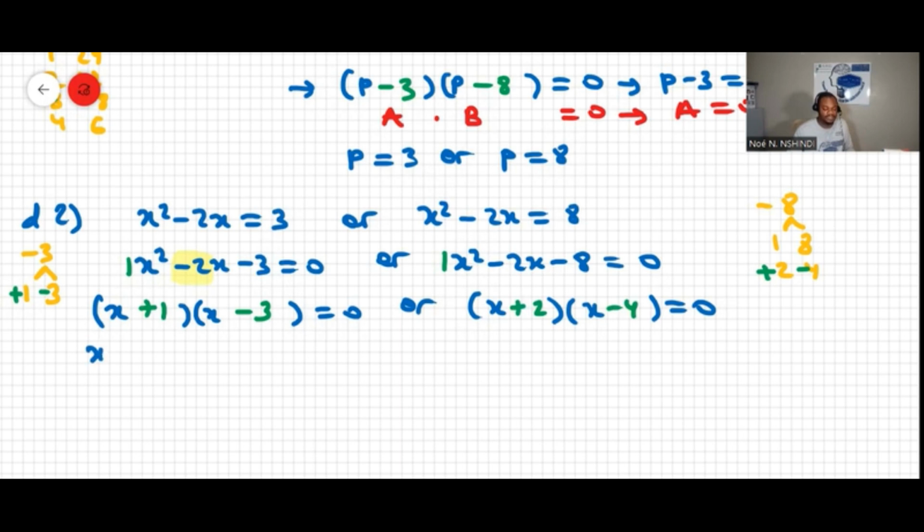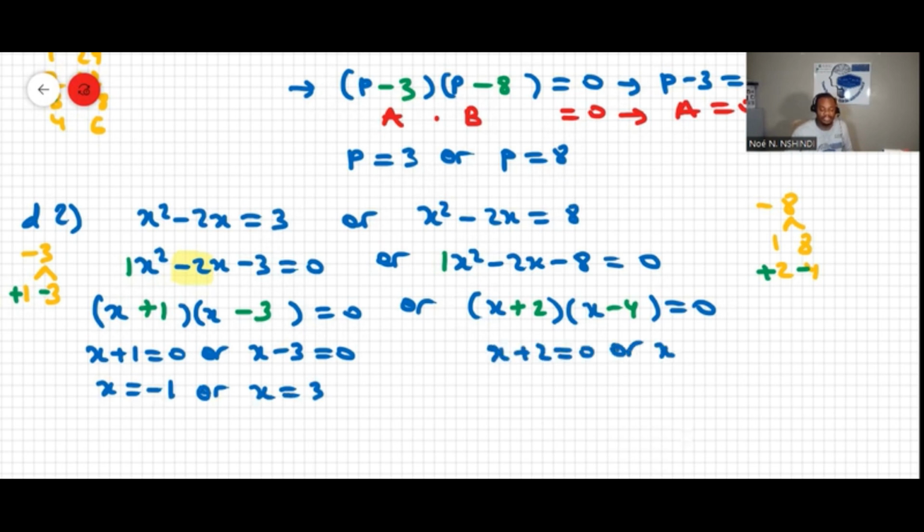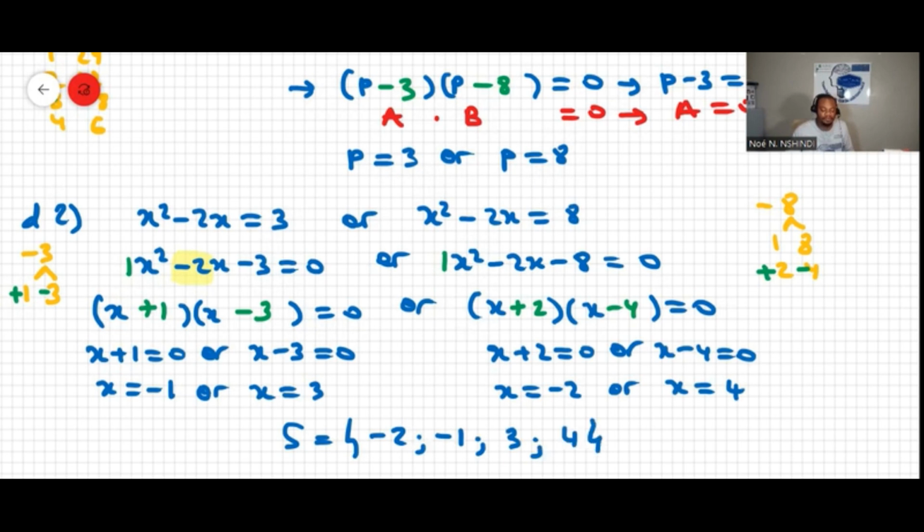Then over here, this means x plus 1 is 0, or x minus 3 is 0. So that means x is -1, or x is 3. On the other side, this means x plus 2 is 0, or x minus 4 is 0, which means x is -2, or x is 4. Now the solution here, I prefer to write in ascending order: -2, -1, 3, and 4. That's the solution for this equation.